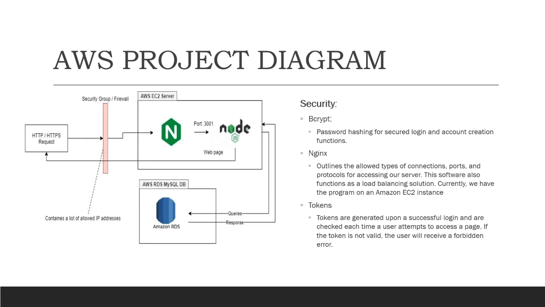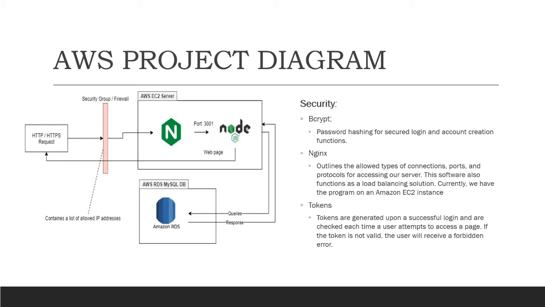This is the current structure of our AWS project, or diagram, I should say. This is the AWS project diagram, basically the structure of our project in AWS. So a user would send in an HTTP or HTTPS request, and that would hit a firewall of sorts, specifically a security group, which is a list of IPs and types of protocols associated that are allowed to access our environment. If that person sending in that request is included in that list, they can access our environment.